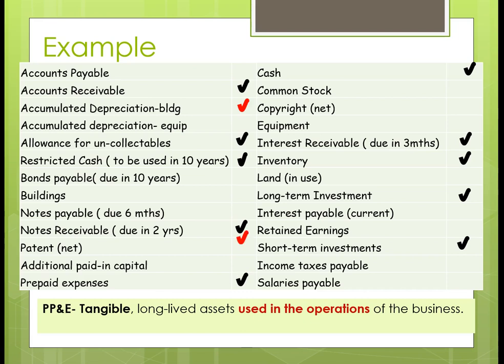We've got our accumulated depreciation for the building and equipment. We've got our building. We've got our equipment. And we've got the land because it says it's in use. If it had said not in use, it would be part of the investment category. Now we're going to look at how that would appear on the balance sheet.